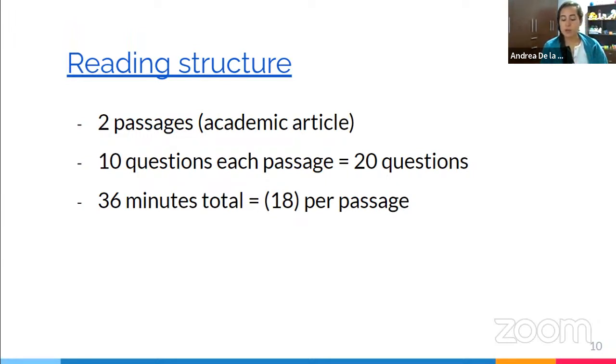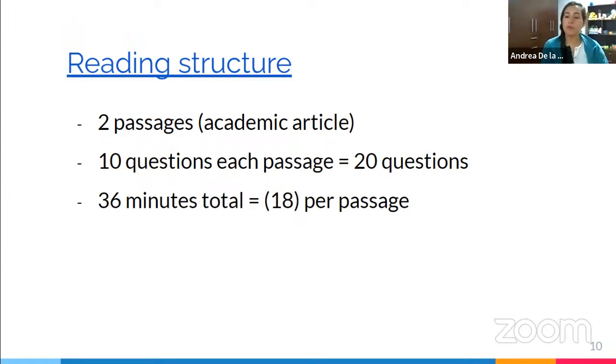One thing that it's important to clarify is that you only get one timer. You don't get separate timers. Solo les dan un reloj para los 36 minutos. Es decir, que depende de ustedes cómo organizan su tiempo. Técnicamente podrían pasarse, por ejemplo, 30 minutos en el primer texto, en las primeras 10 preguntas y solo 6 para la segunda. Obviamente eso no es ideal.